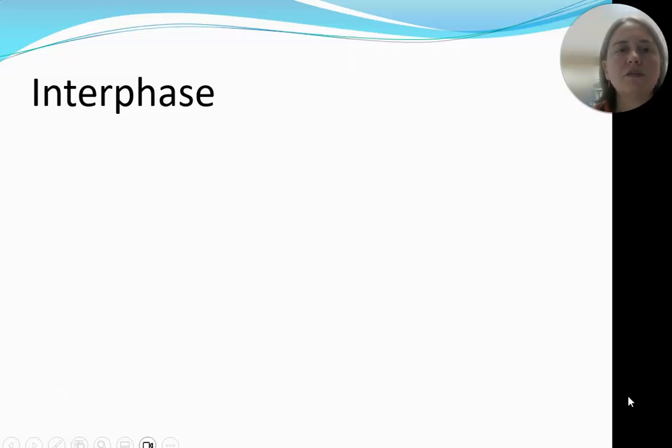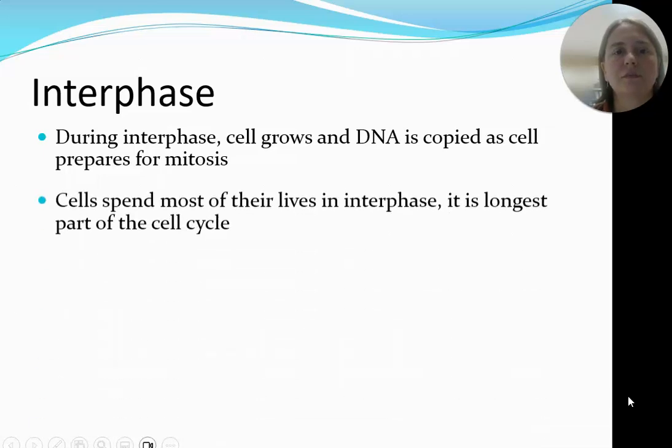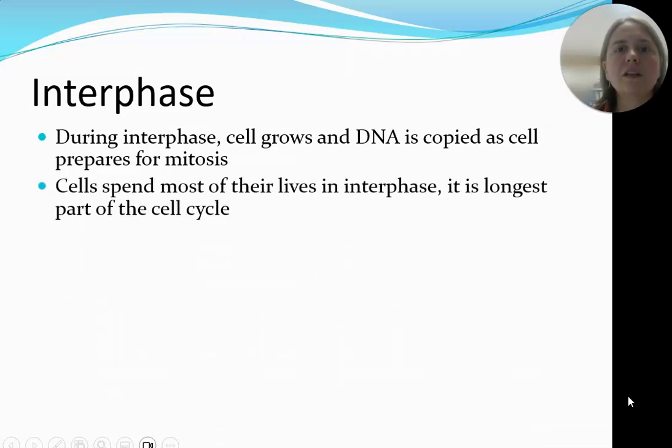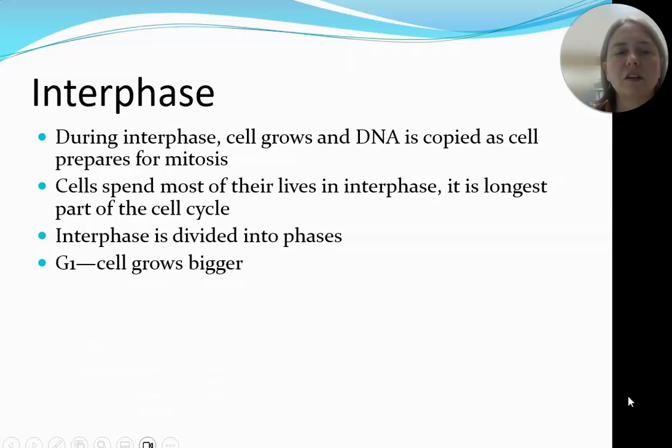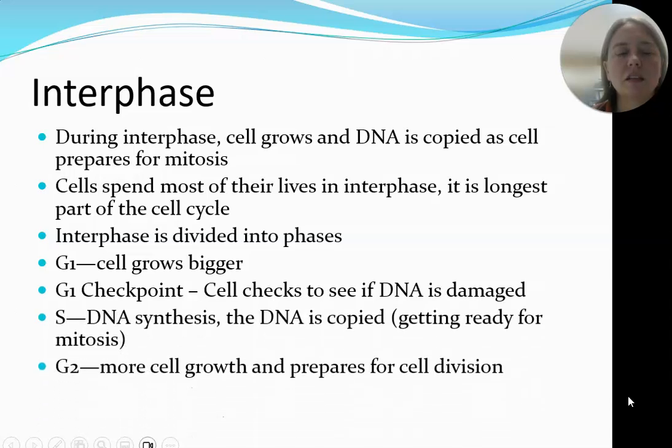So let's talk about the first part of the cell cycle, interphase. During interphase, the cell grows and DNA is copied as the cell prepares for mitosis. The cell spends most of its life in interphase. It is the longest part of the cell cycle. Interphase is divided into phases: G1, G1 checkpoint, S, and G2. So let's talk about those.